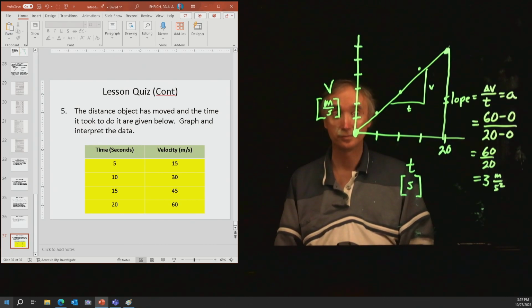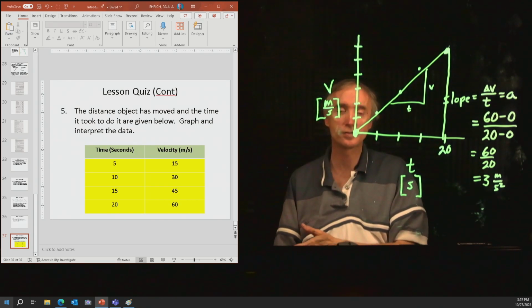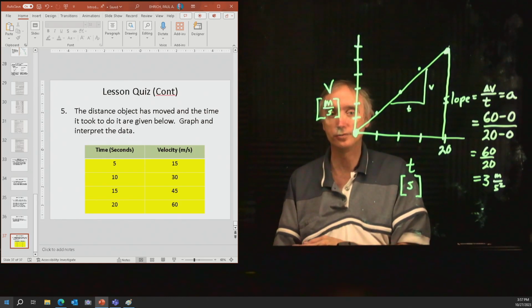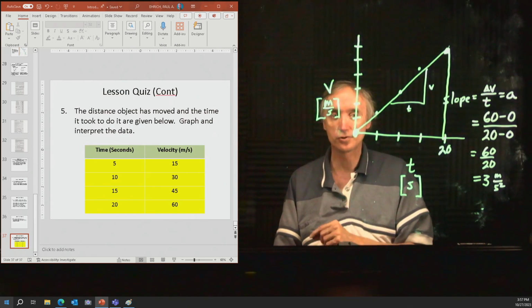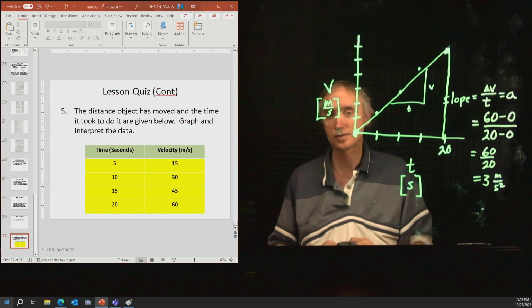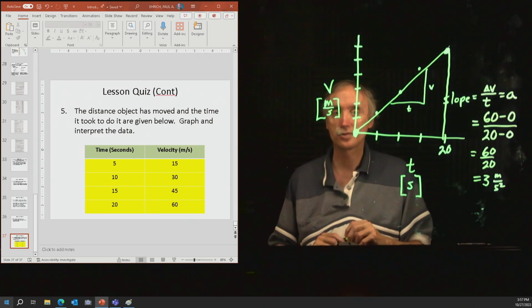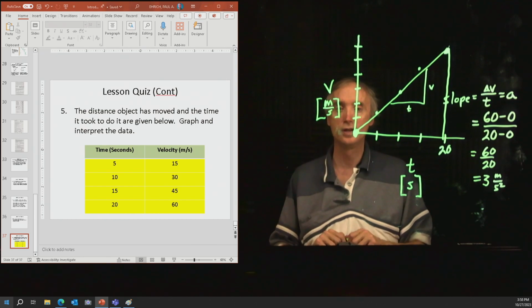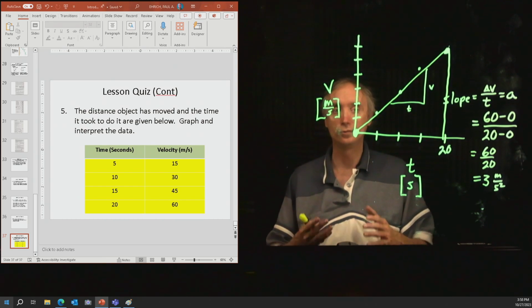Okay, we're finished. In our previous lesson, we talked about Newton's first law of motion. Now we know what speed and acceleration are. So in our next lesson, we're going to talk about Newton's second and third laws of motion and what they have to do with forces.